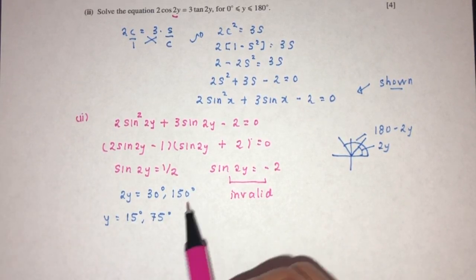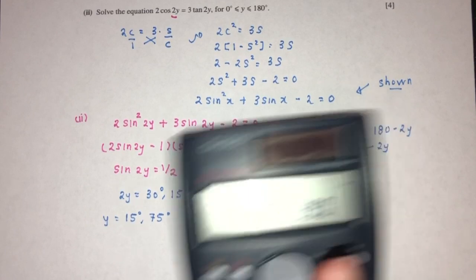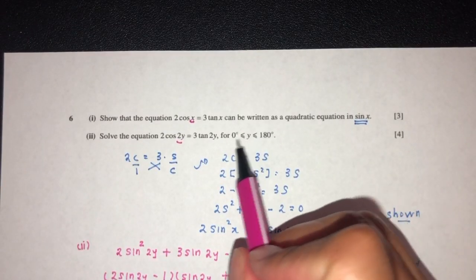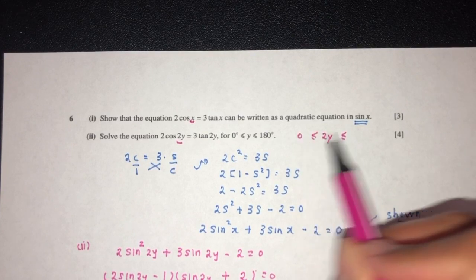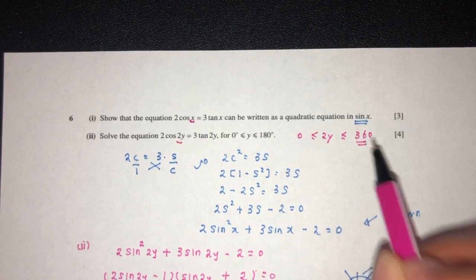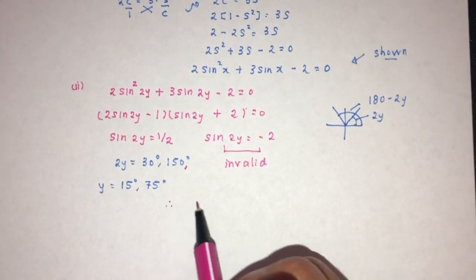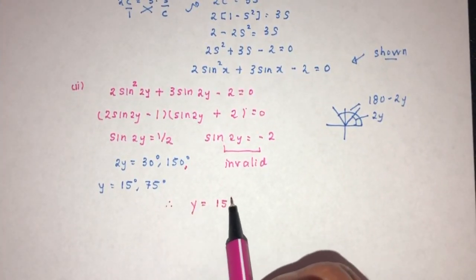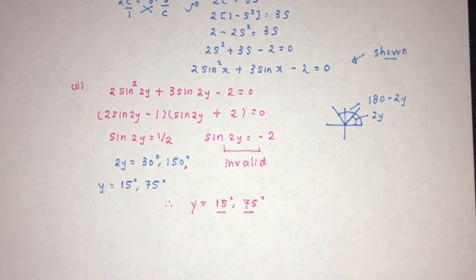Now we can check if we have any other values from here. For example, we can add 360 and see what happens. So 30 plus 360 will be 390, and that will be too much because we can see here y is between 0 and 180. 2y has to be between 0 and 360. So when you have 390, it will be outside of the range. It will be kind of useless to go ahead with the other value. So finally, y can be 15 and 75 degrees. Okay, and that will be part 2 of your question.